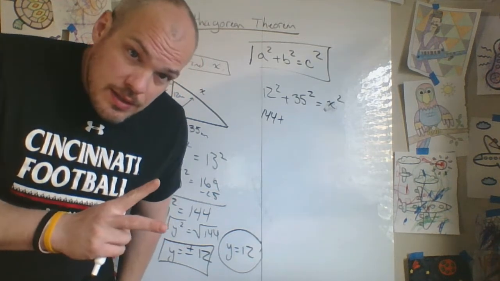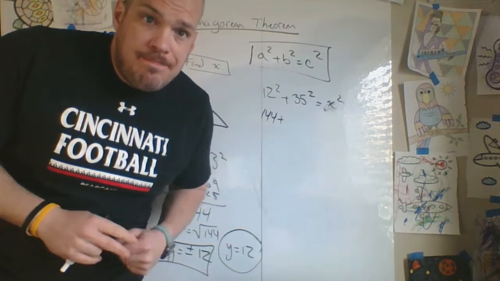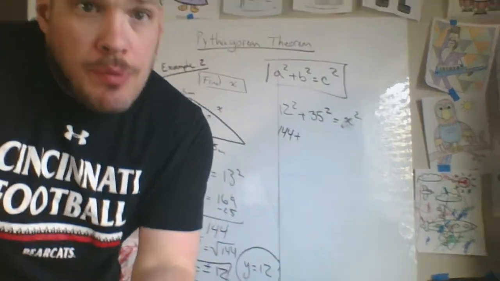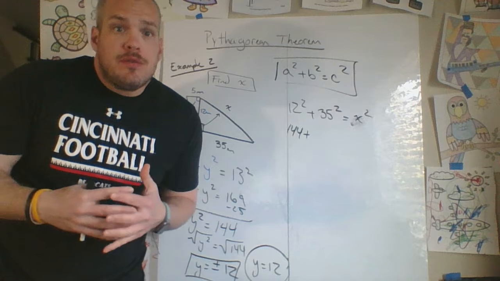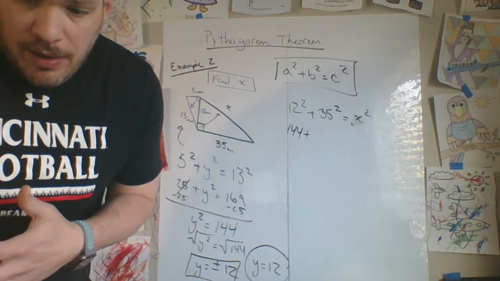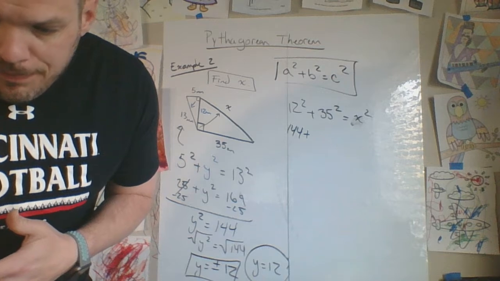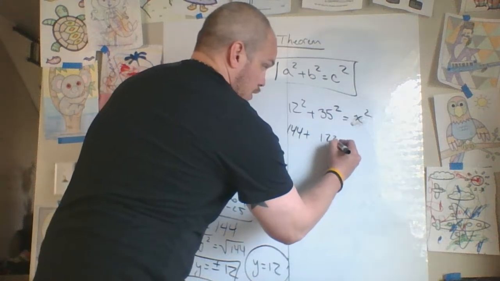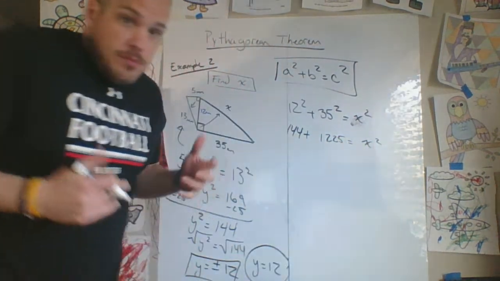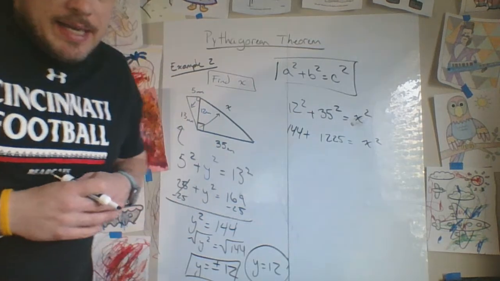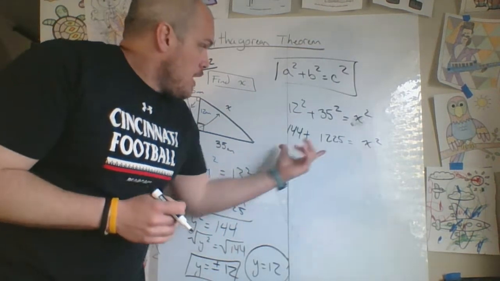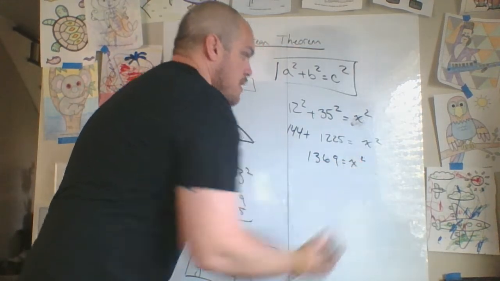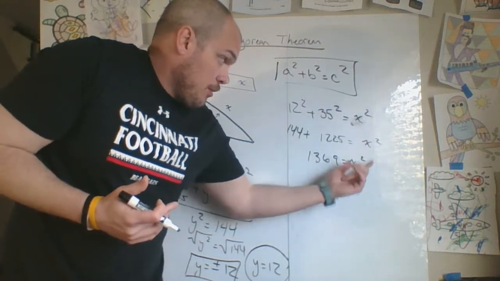So I'm going to do one of two things. I'm going to multiply 35 times 35 off to the side. You can do that. In this unit, because we're using square roots, we can use our calculator. So off to the side, on my calculator, 35 times 35 is going to be 1,225. So now that's just going to assist me. I can use that calculator for these calculations. Go ahead and add these two together, and I get 1,369 equals x squared.